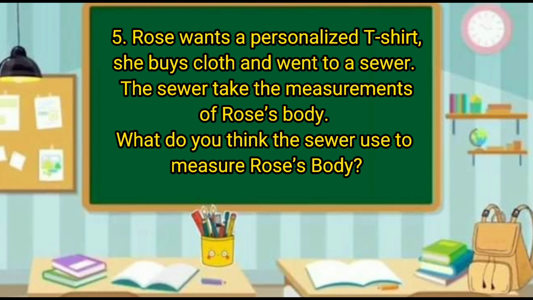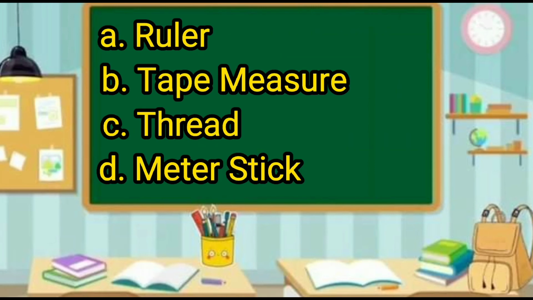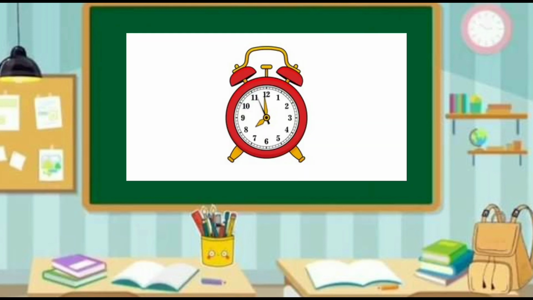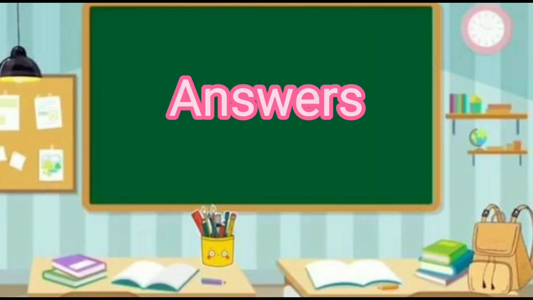For our last question, Rose wants a personalized t-shirt. She buys cloth and went to a sewer. Then the sewer takes the measurements of Rose's body. What do you think the sewer used to measure Rose's body? Letter A. Ruler, B. Tape measure, C. Thread, and D. Meter stick. Your timer starts now and time's up! And now, let's check your answers.